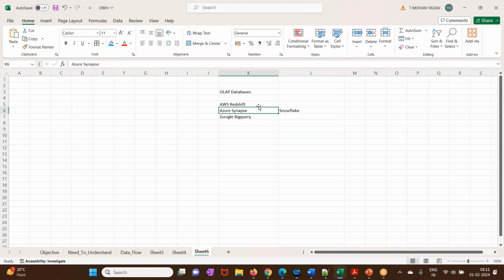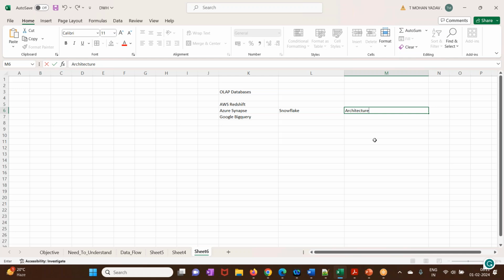Technically, these players are very strong in the market. If we consider AWS, Azure, Microsoft, and Google, despite this tough competition, Snowflake is able to survive, and there is a huge growth market for Snowflake in terms of OLAP databases. What makes Snowflake so different from its competitors like AWS, Azure, and BigQuery was the beautiful architecture built in Snowflake.